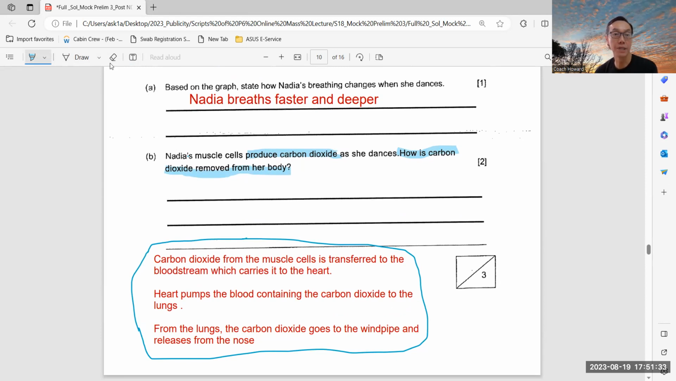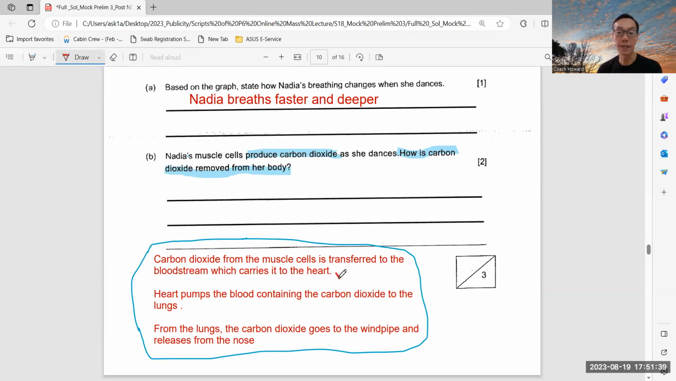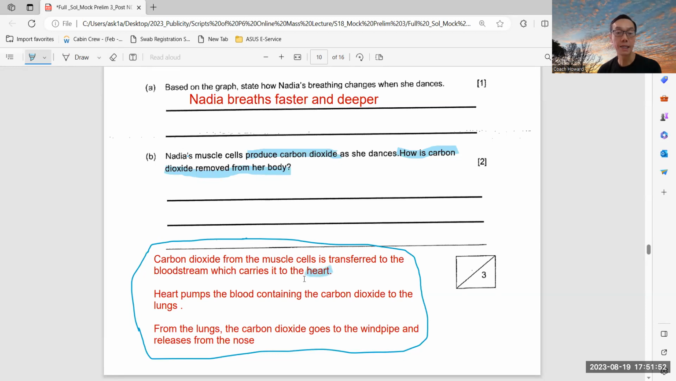So firstly, you must mention carbon dioxide from the muscle is transferred to the bloodstream and carried to the heart. Okay, this part. Carried to the heart. Maybe I use this color. From the bloodstream to the heart. Secondly, the heart pumps the blood containing the carbon dioxide to the lungs. So you must imagine the heart pumps the blood, containing the carbon dioxide, to the lungs.